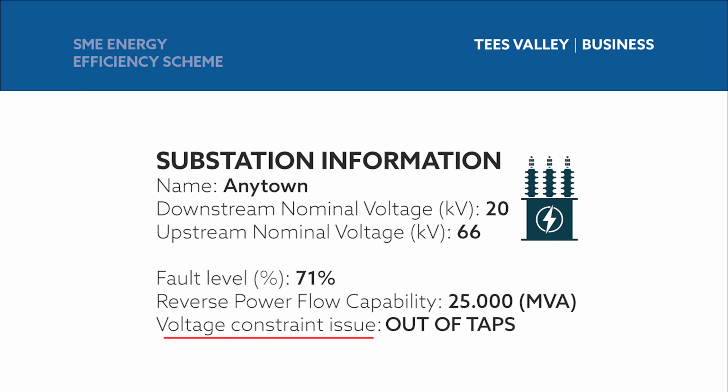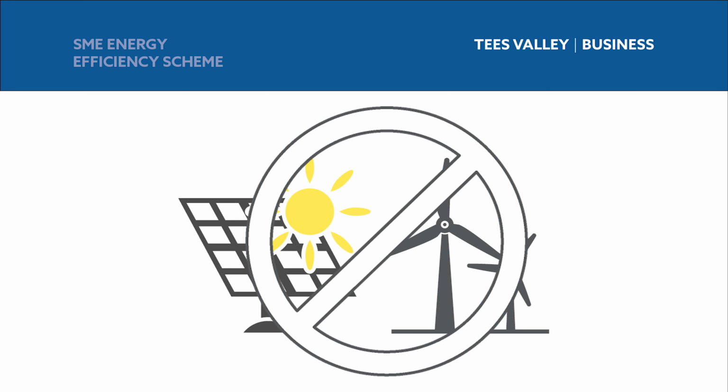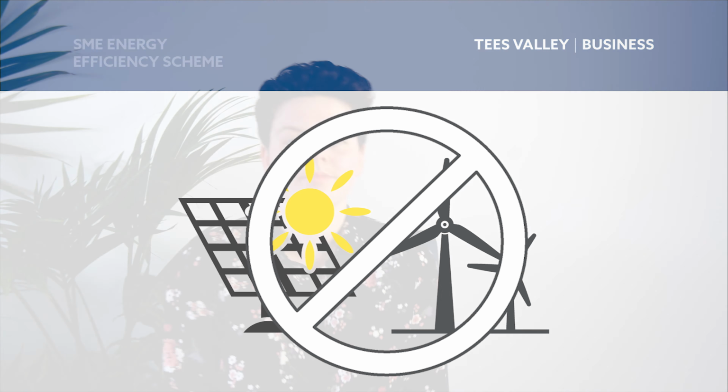Unfortunately, the voltage control for the substation has been classified as out of taps, so the substation transformer is being operated close to the statutory voltage limit, and it is unlikely that any additional renewable energy generation could be accommodated because of this. Sometimes the DNO mark their substations as red, amber or green to give you a quick indication of the availability for connecting additional generation.